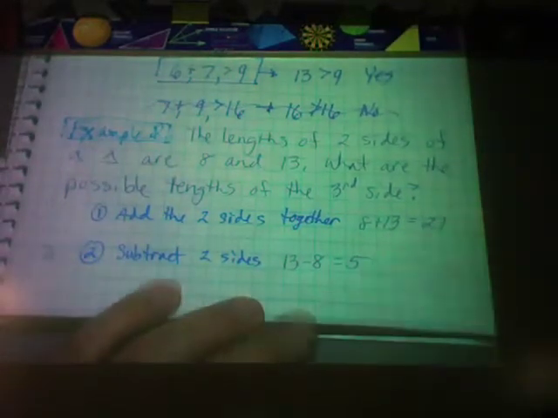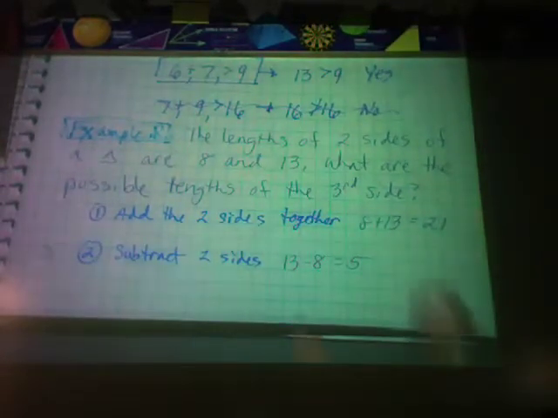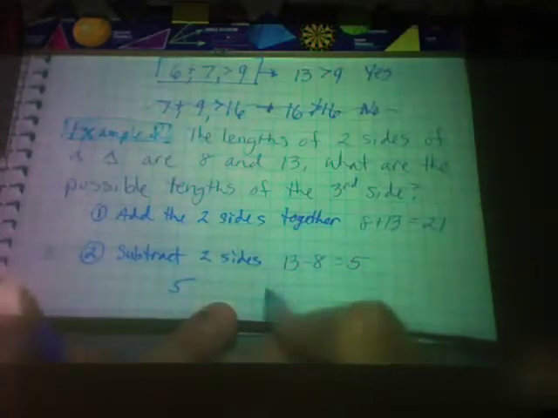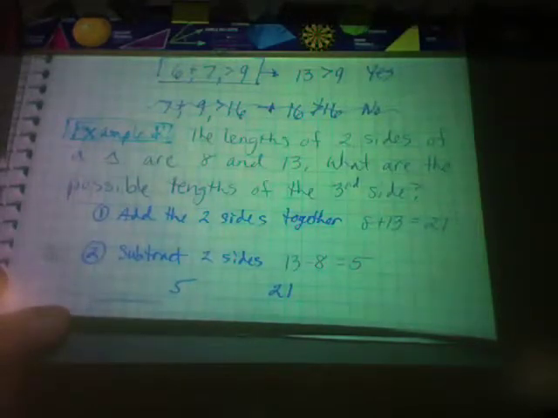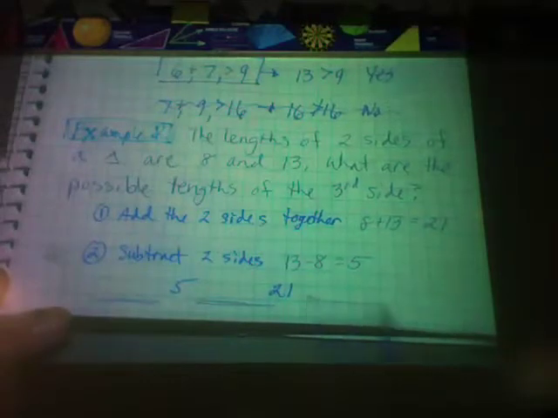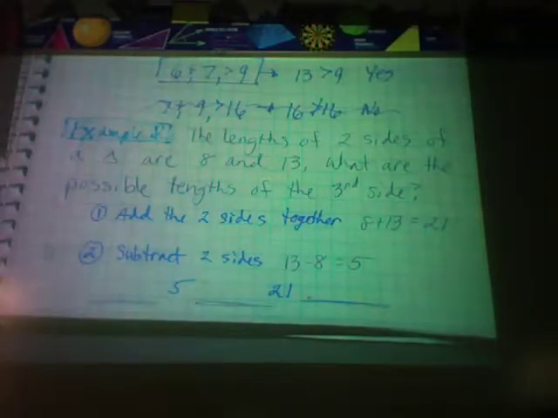5. So what I want you to do is take these two numbers that you got, one from adding the two sides together, one from subtracting the two sides together. Put them in order from smallest to largest. So I've got 5 here and 21 here. This is going to help us with our range. We need to look at values that are less than 5, values between 5 and 21, and values greater than 21 to see what our side length could be.